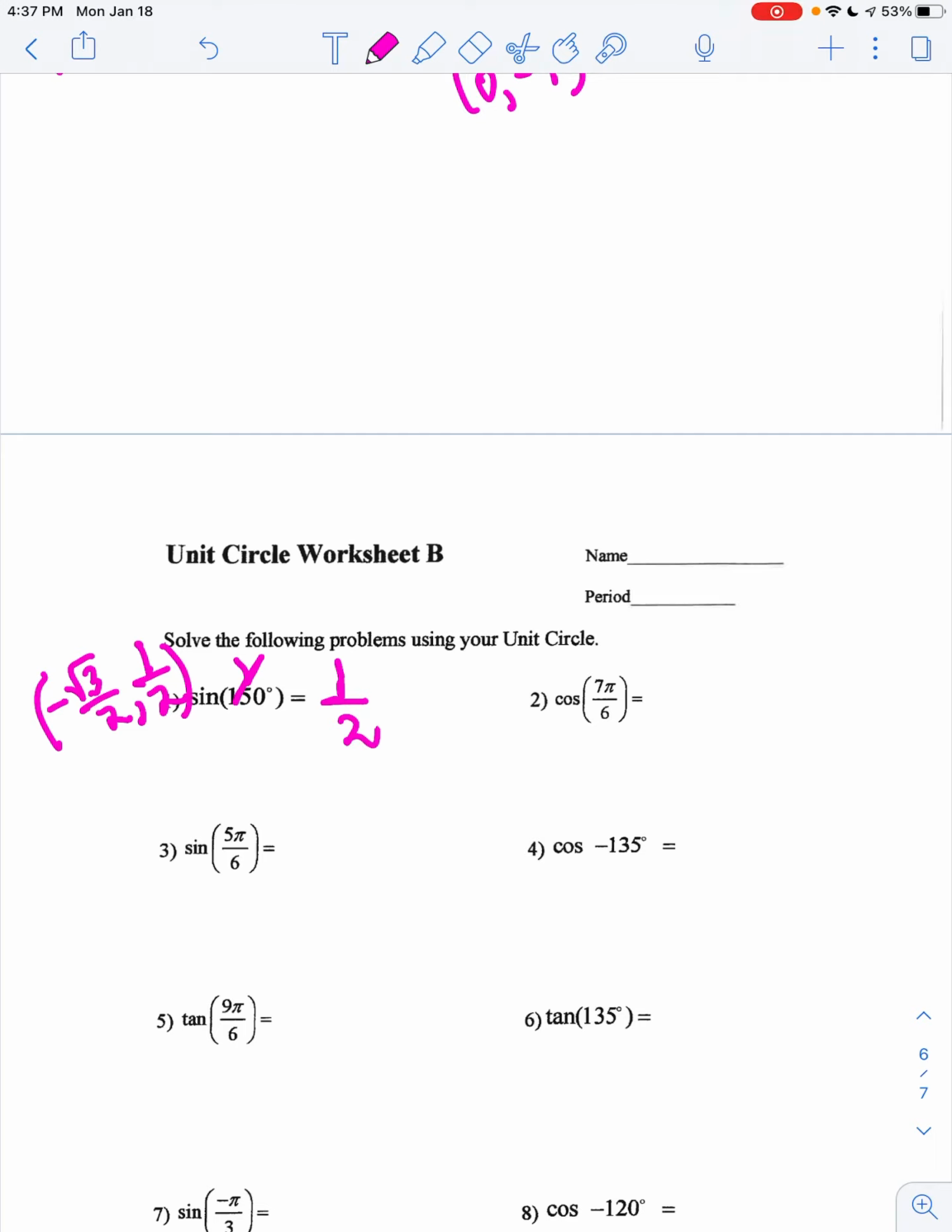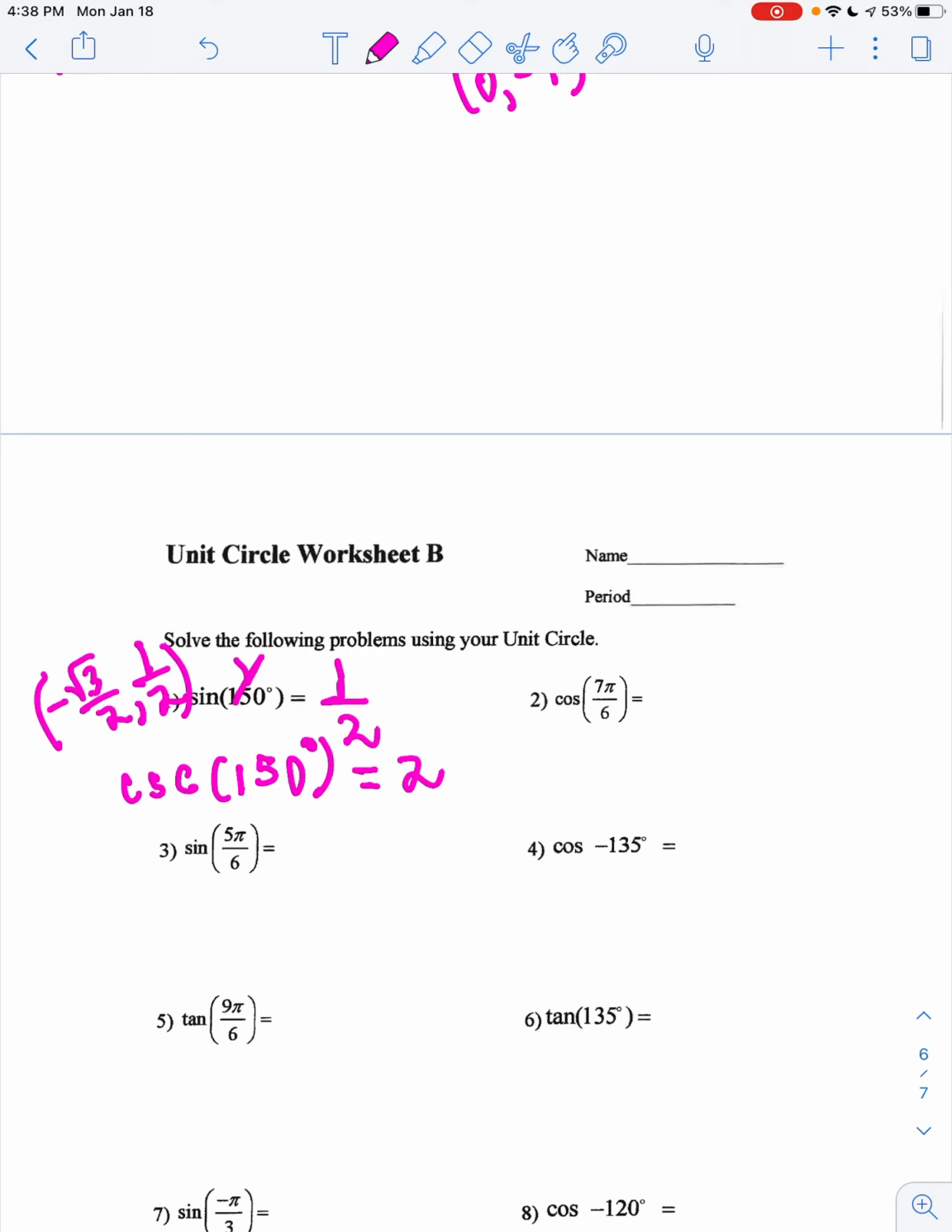Now, I know they didn't ask for cosecant, I'm sorry. Cosecant of 150 degrees, if they asked for it, would be the reciprocal of that value, or 2. It's good to start thinking in those terms.